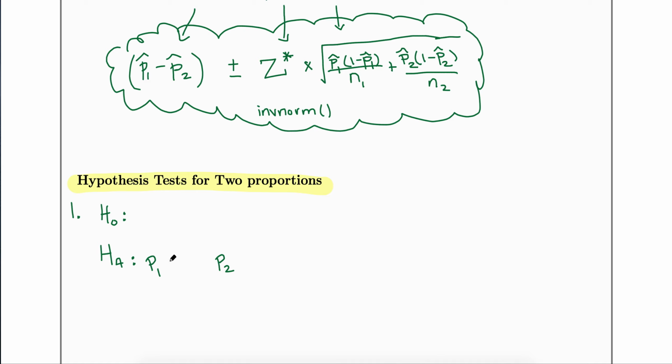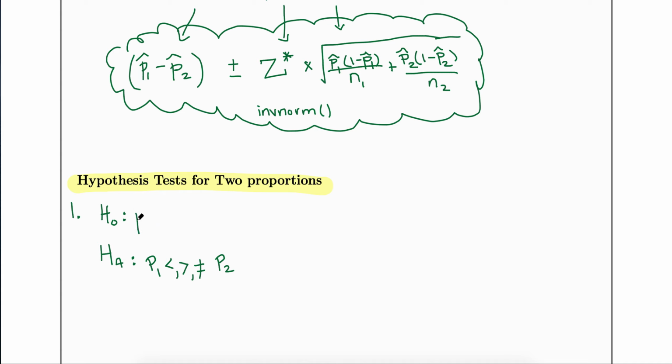I might have the research claim that the first proportion is smaller than the second. I could have the research claim that the first proportion is larger than the second. Or I might have the question, I don't know how they're different, I just think they're different. 1 and 2 aren't the same.